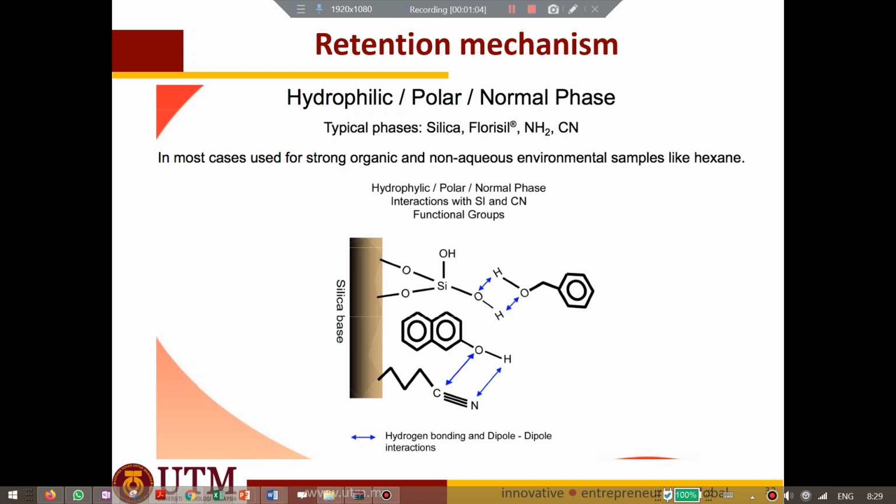Hopefully they don't ask in detail in your examination, but you need to know the basics: the normal phase SPE is better for interaction with polar compounds, suitable with organic non-aqueous environmental samples. Let's say they ask you, can you describe and give the application of the normal phase SPE? So you should be able to answer that question. Same goes for the reverse phase. You should be able to answer that question.